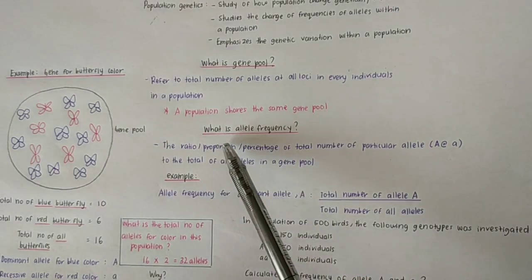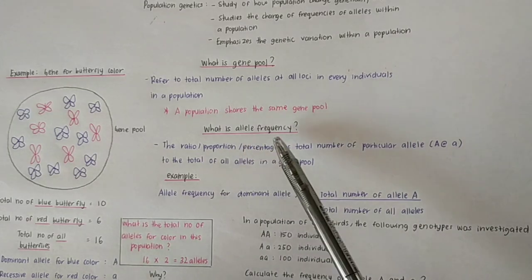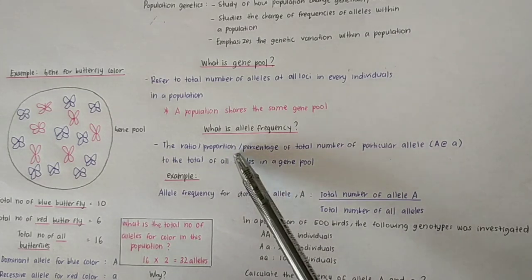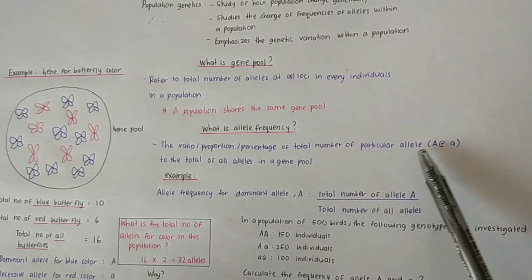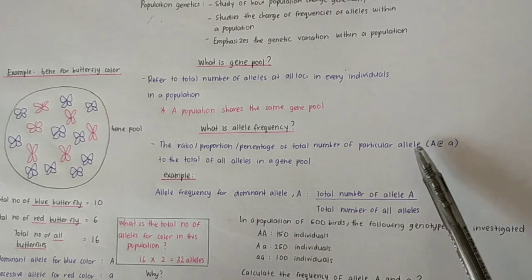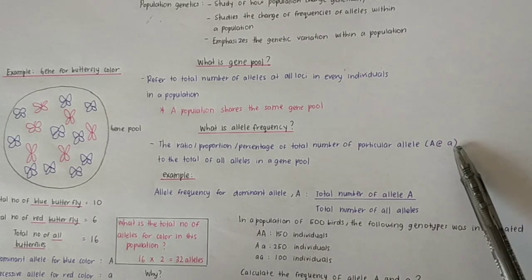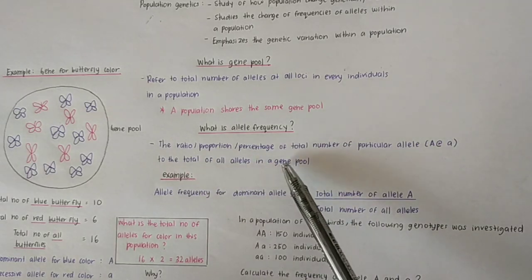Okay, so back to the allele frequency. So macam yang saya dah mention tadi, what is allele frequency? So it is the ratio or proportion or percentage of total number of particular allele, for the example, the dominant allele, which is represent by capital A, or the recessive allele, which is represent by small a, to the total of all alleles in a gene pool.